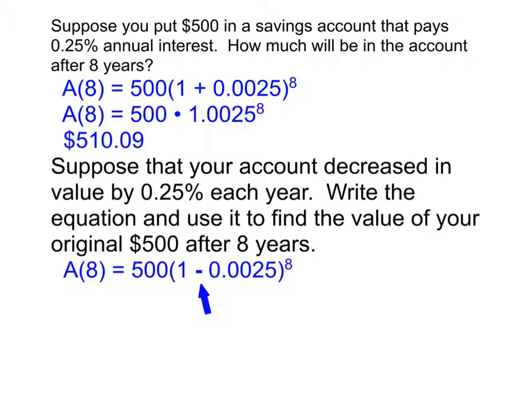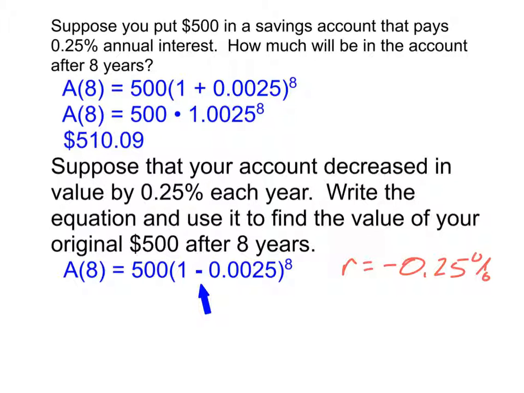The reason is because basically what's happened is that r is no longer 0.25%, it's like r is now a negative 0.25%. And so when we add a negative, of course, that becomes subtraction. So whenever you're decreasing by that amount, you subtract instead of adding.